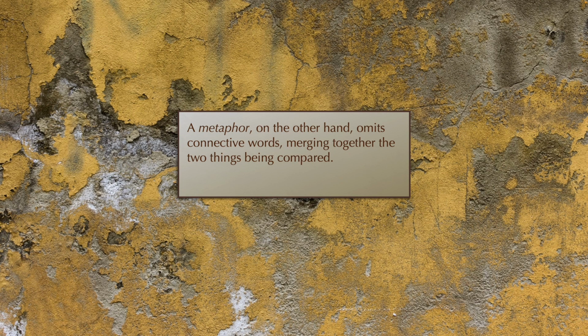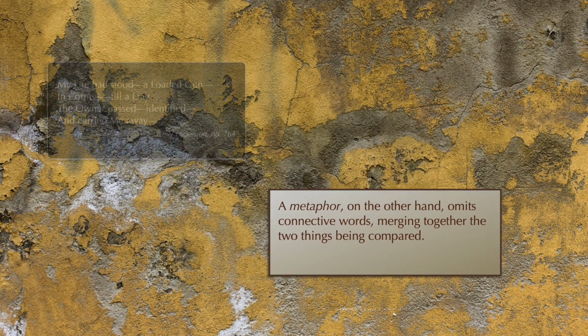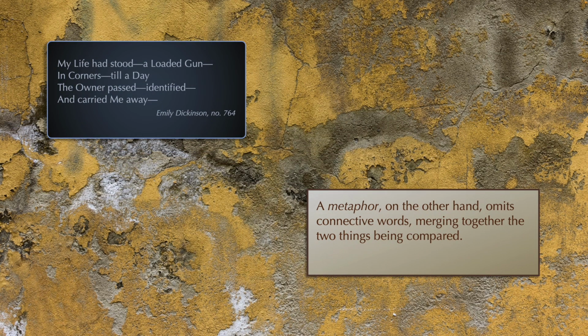And now we'll talk about metaphor. So a metaphor is very similar to simile. It's another comparison, but it omits the connective words. And so the things being compared are merged together. And I'll give you just one example from Emily Dickinson.